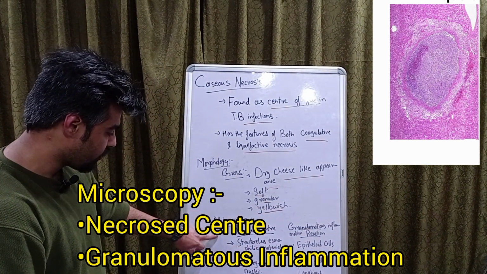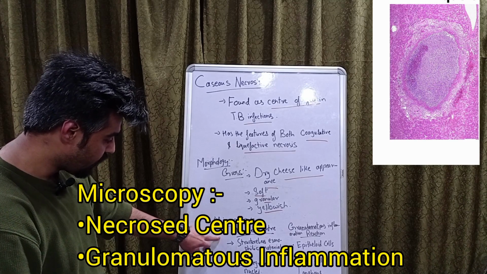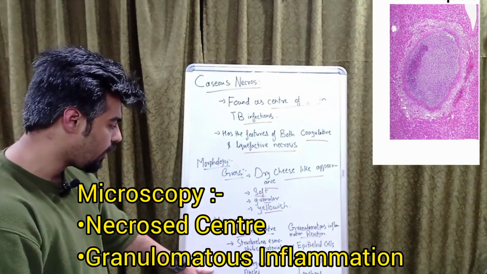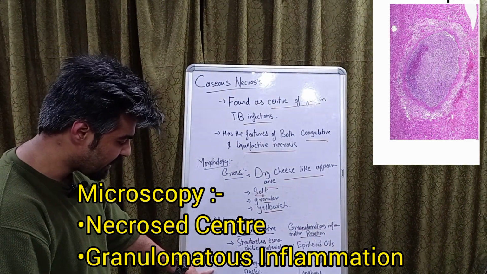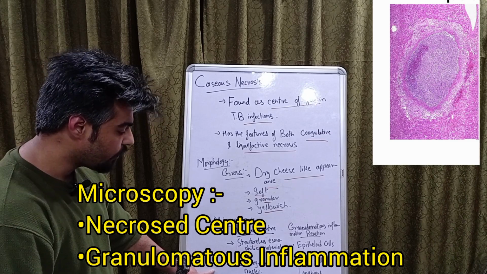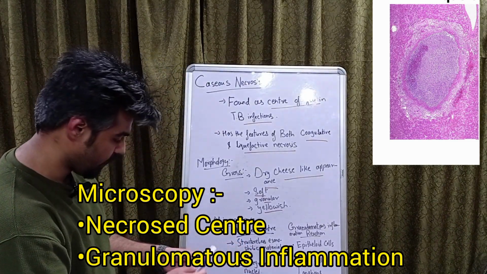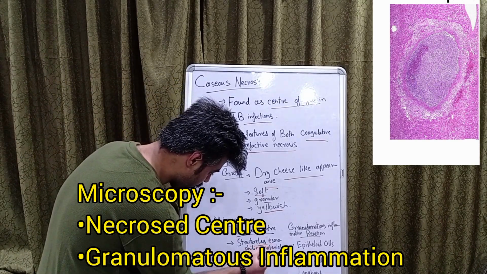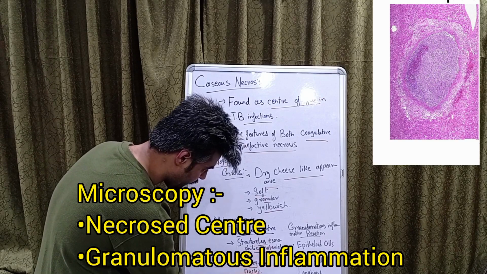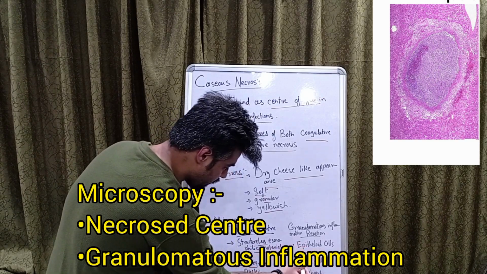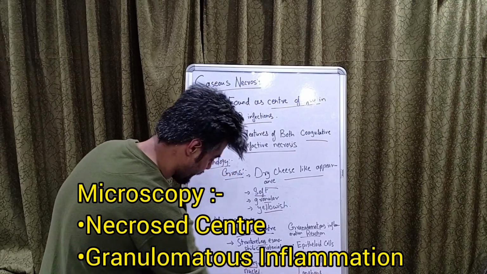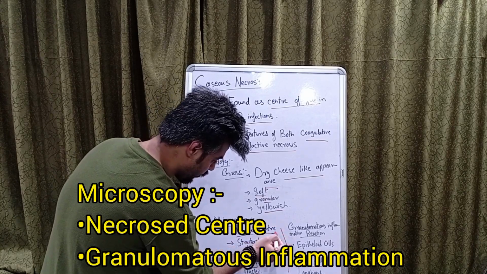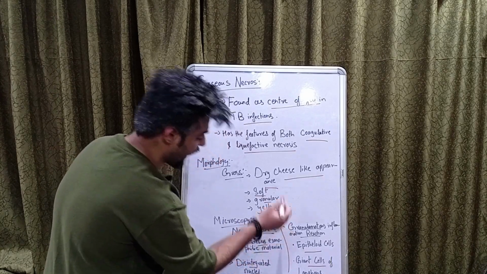In the necrosed center you will find structureless eosinophilic material and disintegrated nuclei. Whereas in granulomatous inflammation, you will find epithelioid cells and giant cells of Langhans. So what you will find here is structureless eosinophilic material, disintegrated nuclei, epithelioid cells, and giant cells of Langhans. The microscopy will be divided into two, that is the necrosed center and the granulomatous reaction.